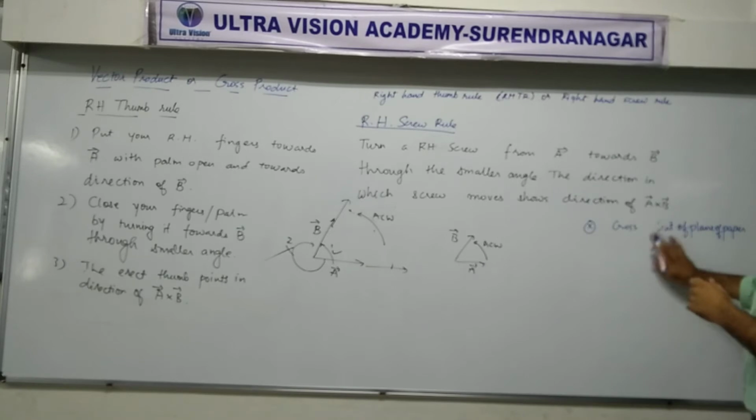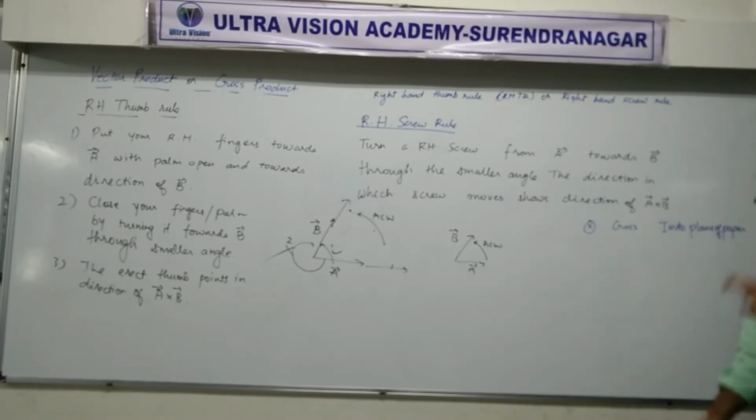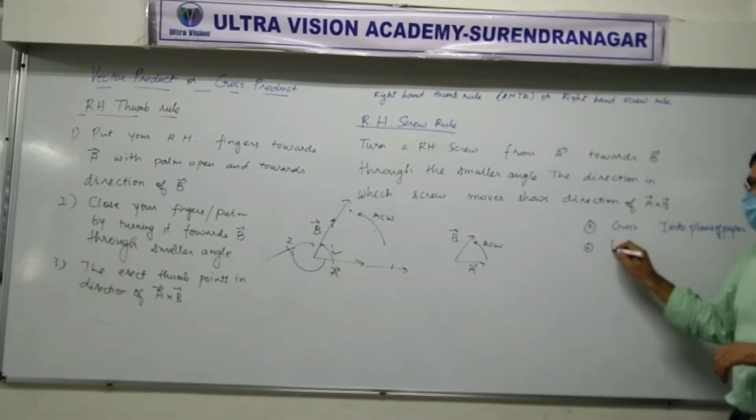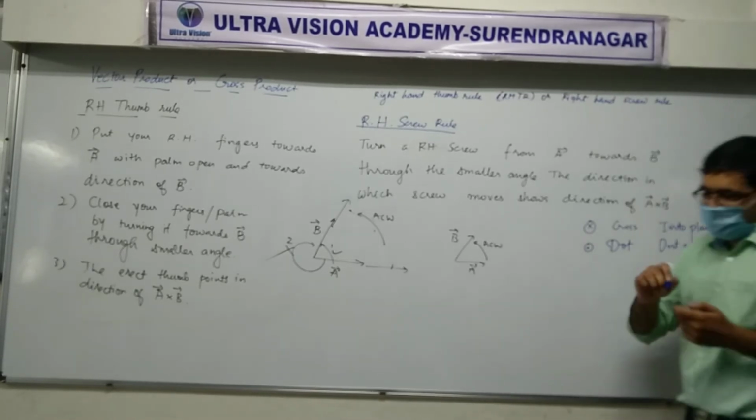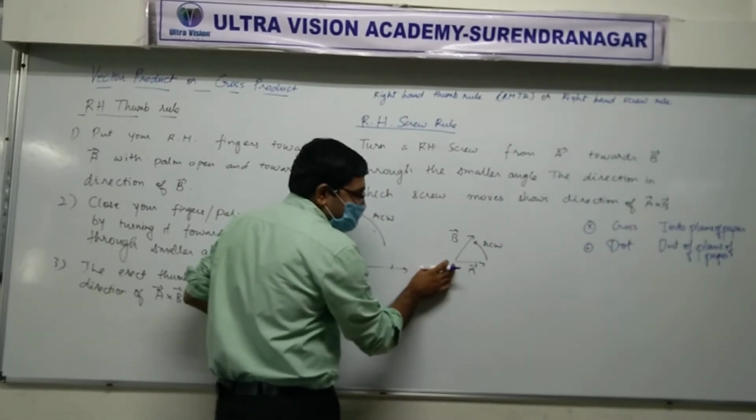Oh, sorry, excuse me, I put it wrong here. Cross means into the plane of paper. Dot means out of plane of paper. These are the symbols that we use. What is the direction of A vector cross B vector?